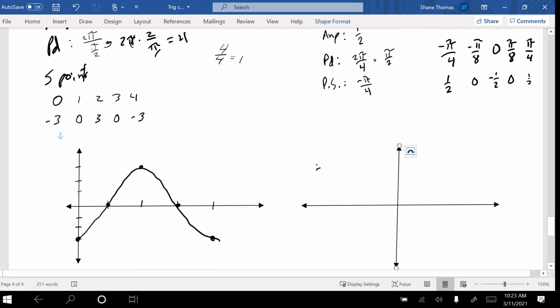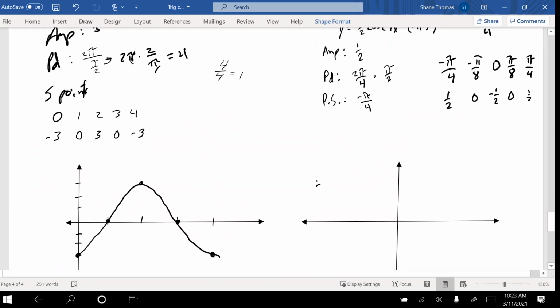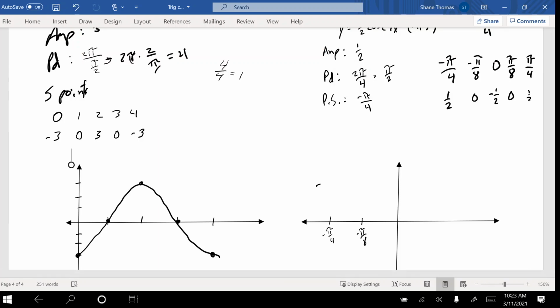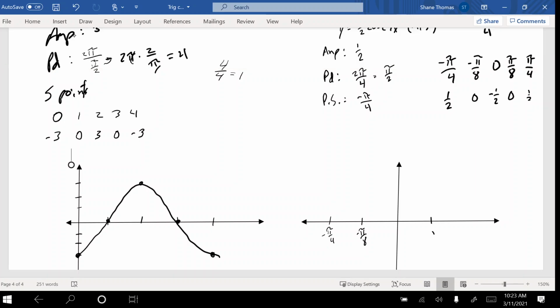Okay? So now I need my points. My points are going to be negative pi over 4, negative pi over 8, 0. Like that one's up. Okay. And then I have pi over 8 and pi over 4.